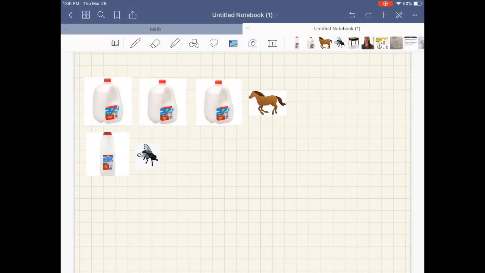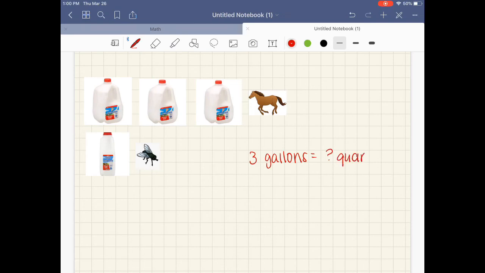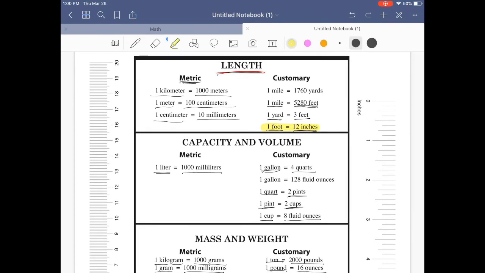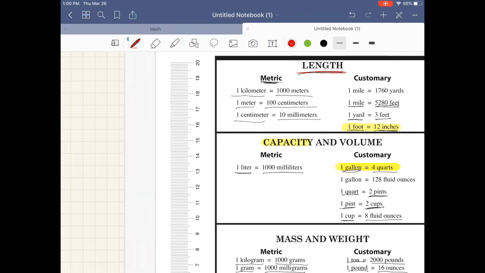All right, let's try another conversion. So here we're dealing with capacity conversions. I have gallons of milk and I have a quart of milk. So I can see with this picture that those 3 gallons are my horse. The fly is my quart. So I want to know if I have 3 gallons, how many quarts make up 3 gallons? So let's pull up our conversion chart. I'm in capacity now because I'm measuring liquid, and I can see that 1 gallon is equal to 4 quarts. So that's the information I need, and I'm going to bring back to my workspace.